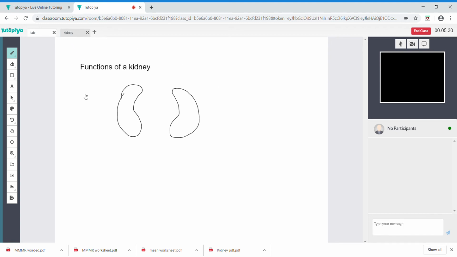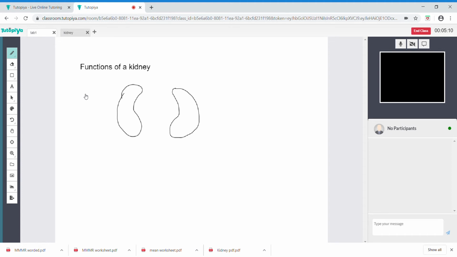Welcome to Tutopia. Today my session is going to be a brief introduction on the functions of a kidney. As we know, the kidney is a specialized organ that humans and other mammals have for the process of excretion.